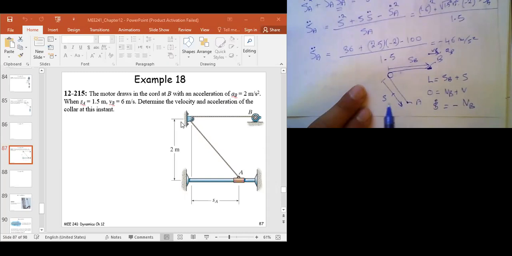Make sure you understand the absolute frame. If my datum is here, I set a point here. If SB prime is positive, it means that point B is going away from my datum. And here, if S prime is positive, it means that A is going away. So if I consider this portion of the cable, I can write L equals SB plus S. If I differentiate, I get 0 equals VB plus V. So if VB is positive, then V is going to be equal to minus VB.